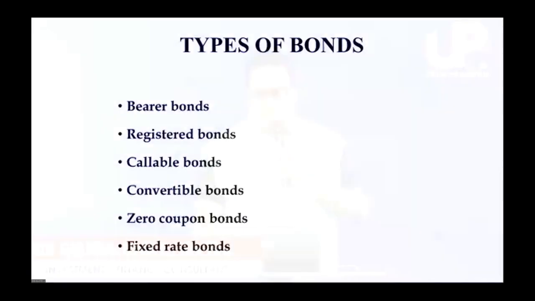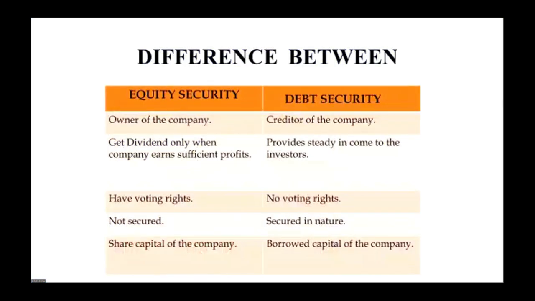Okay, so just to summarize the difference between equity and debt security. Equity is the owner of the company, debt is the creditor of the company. You get dividends when the company earns sufficient profits, while debt provides steady income to the investor because it's fixed. In equity, you have voting rights. In debt, no voting rights. Equity is not secured. Debt is secured in nature.